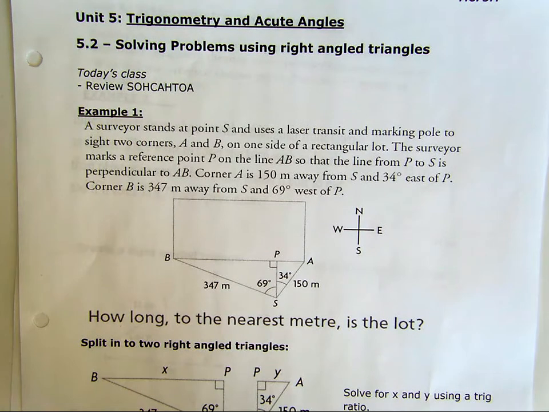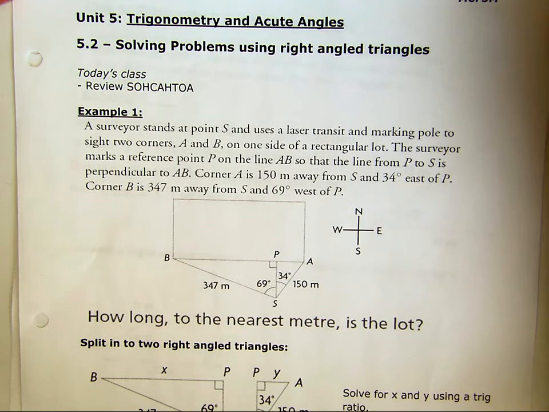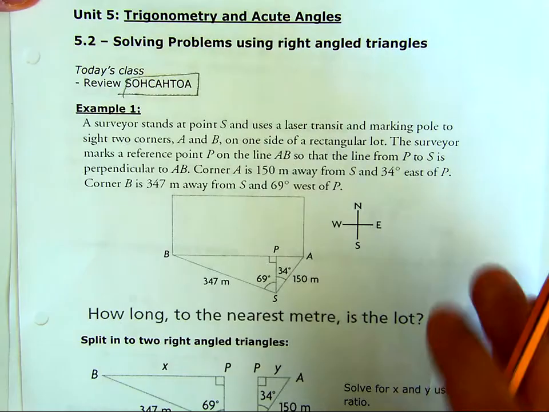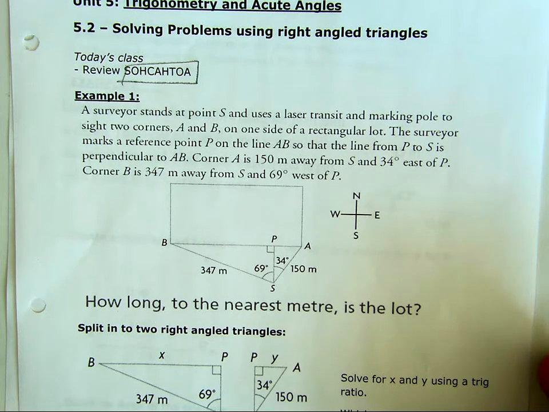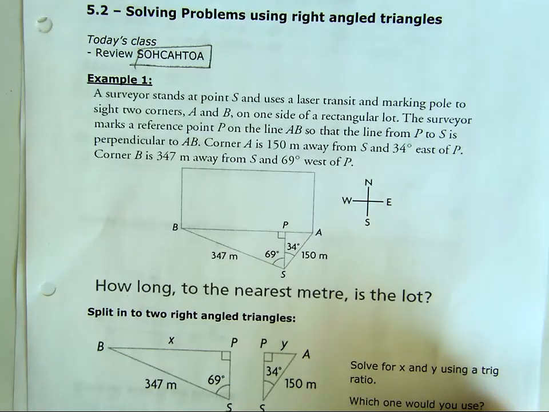Okay, so let's take a look at 5.2, solving problems using right-angled triangles. Remember that we reviewed SOHCAHTOA, and we reviewed how to use SOHCAHTOA with 90-degree triangles: sine is opposite over hypotenuse, and so forth. Let's take a look at example number 1.